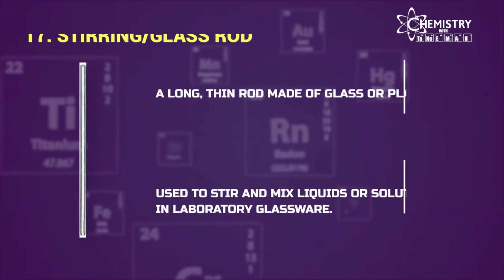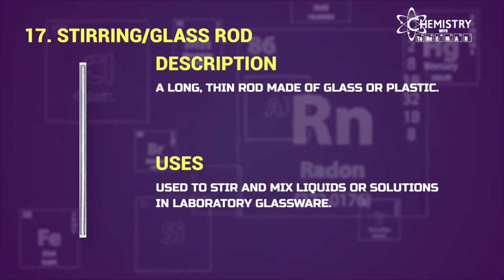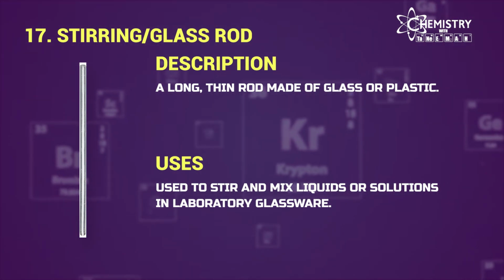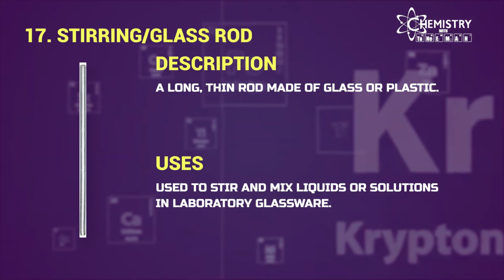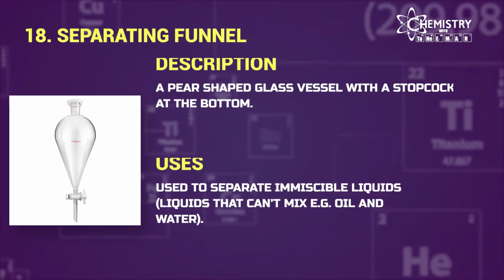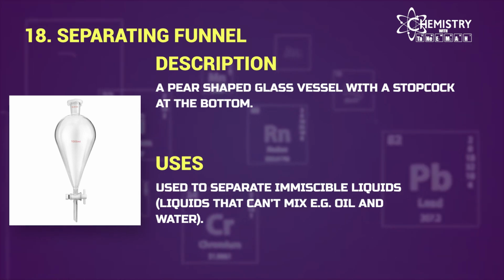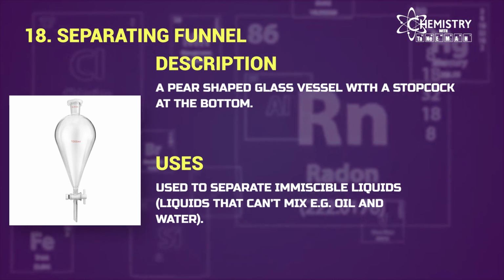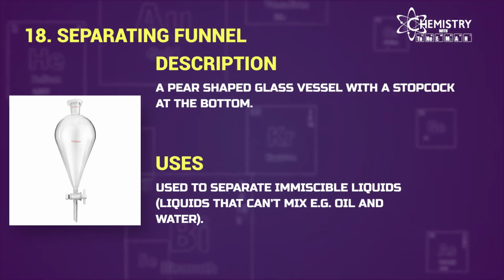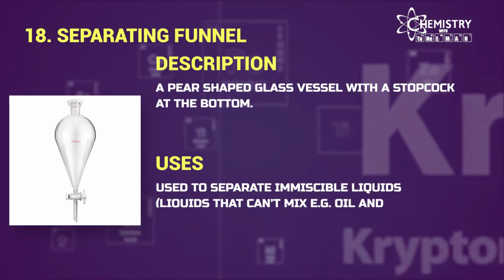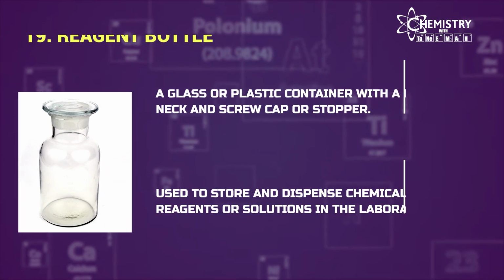Number seventeen, stirring rod. Stirring rod is a long, thin rod made of glass or plastic used to stir and mix liquids or solutions in laboratory glasswares. Number eighteen, separating funnel. Separating funnel is a pear-shaped glass vessel with a stopcock at the bottom. It is used to separate immiscible liquids, that is, liquids that cannot mix. Example, oil and water.